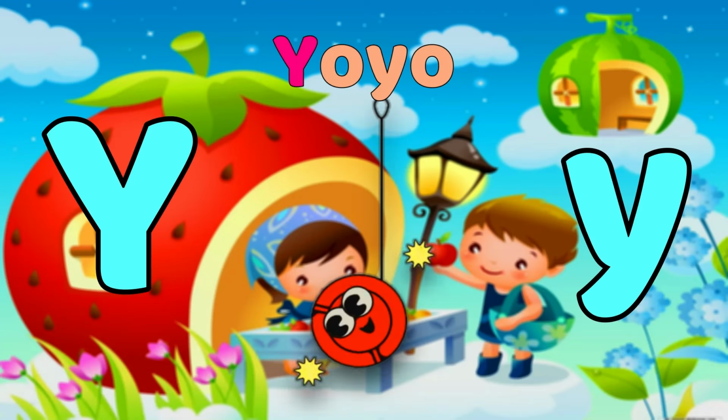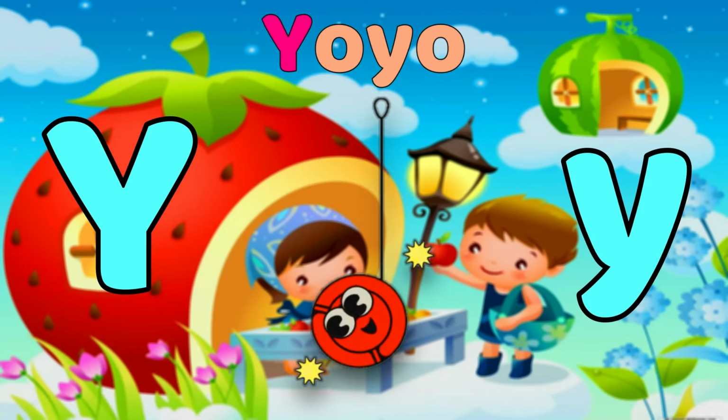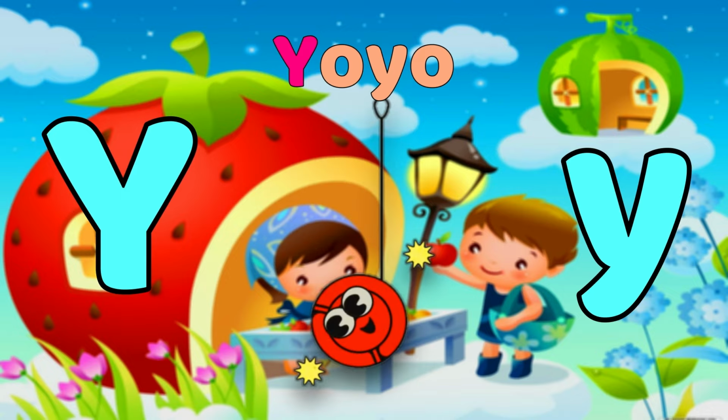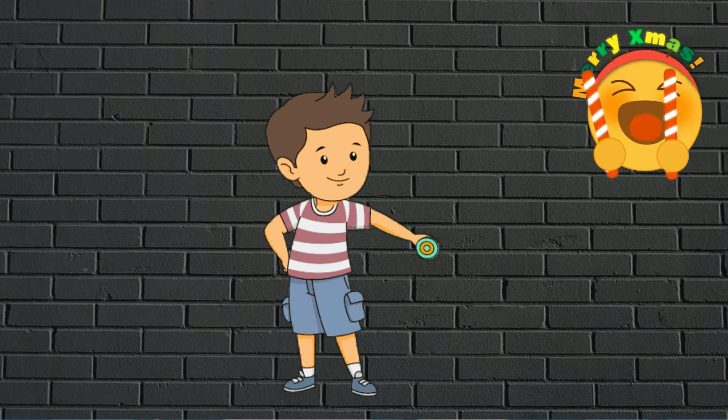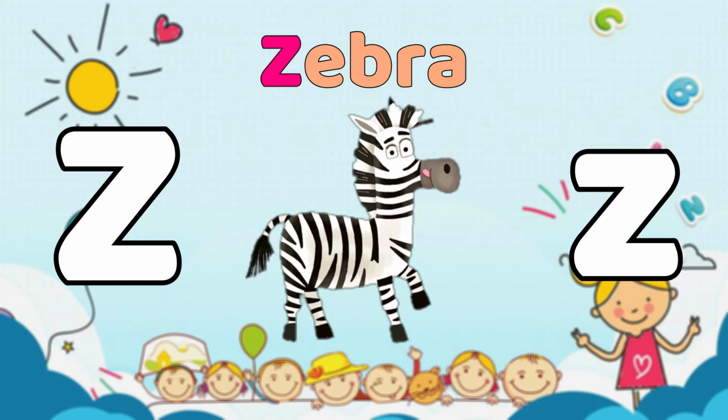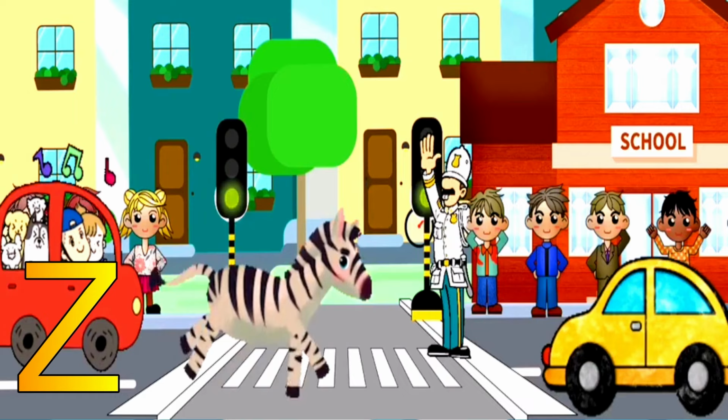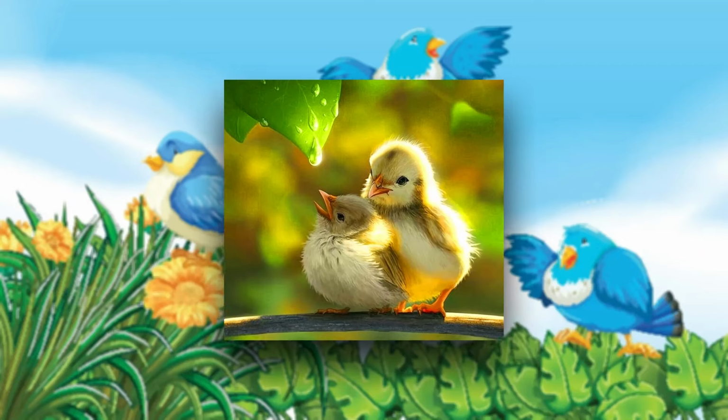Y is for yo-yo, y, y, yo-yo. Y, yo-yo. Z is for zebra, z, z, zebra, z, zebra. Do it again!